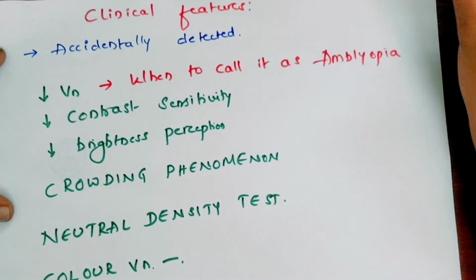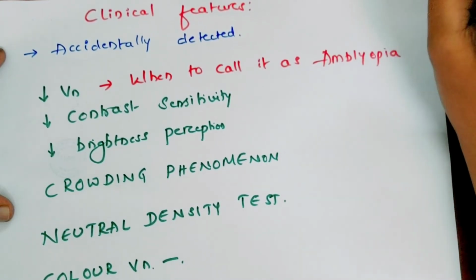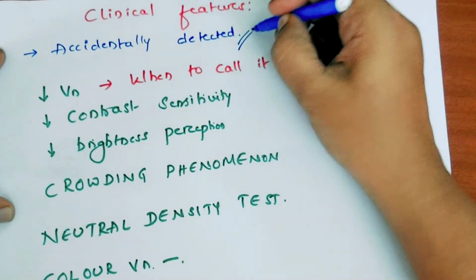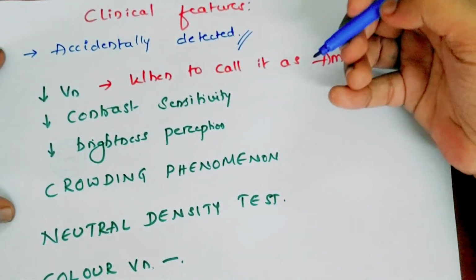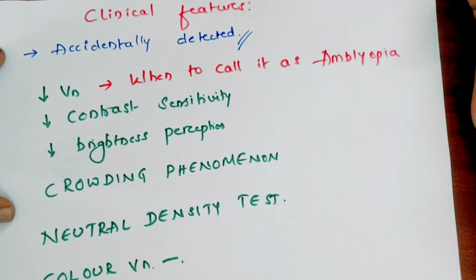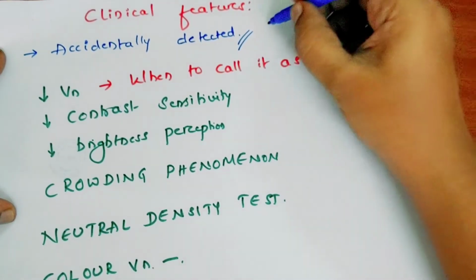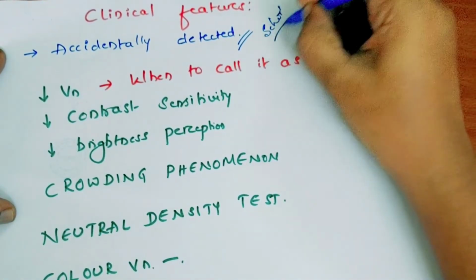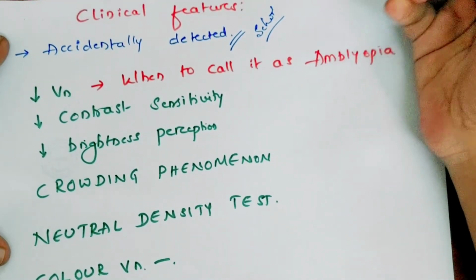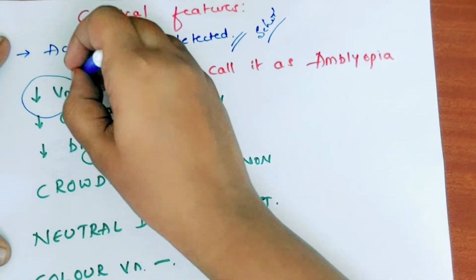What are the symptoms of amblyopia? Usually it is not detected, or the patient will not present with any decreased vision. It is accidentally detected either when some foreign body falls into the normal eye and the patient closes the normal eye and sees that there is no vision in the other eye, or it is routinely detected in school screening programs where both eyes are checked. Otherwise, the patient usually remains asymptomatic. If you come to the signs, the vision is grossly reduced.